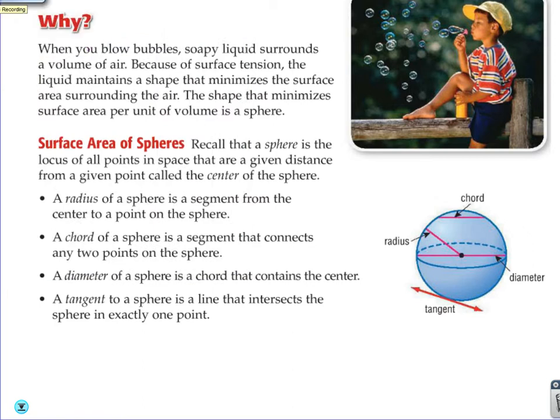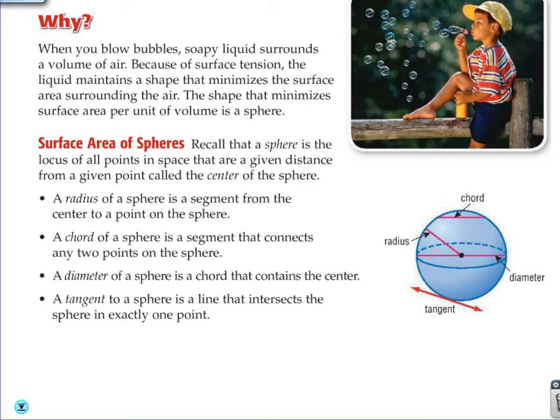Starting today, we're going to talk about spheres. We've pretty much covered every other shape. We've done pyramids, prisms, cylinders, all those. We've done lateral area, surface area, volume. Today we're going to do the surface area and volume of spheres, the only thing we have left.